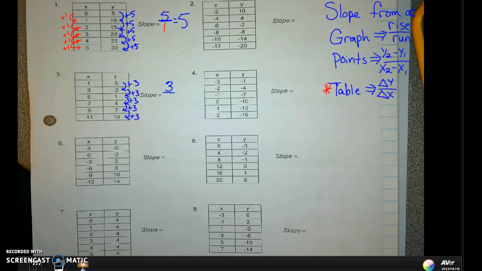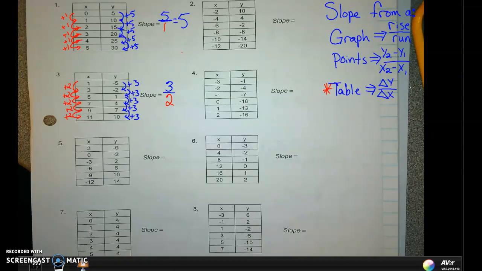Now, change in x. 1 to 3 is plus 2. 3 to 5 is plus 2. 5 to 7 is plus 2. 7 to 9 is plus 2. 9 to 11 is also plus 2. So change in x is always 2. 3 over 2 does not simplify, so the slope is 3/2.